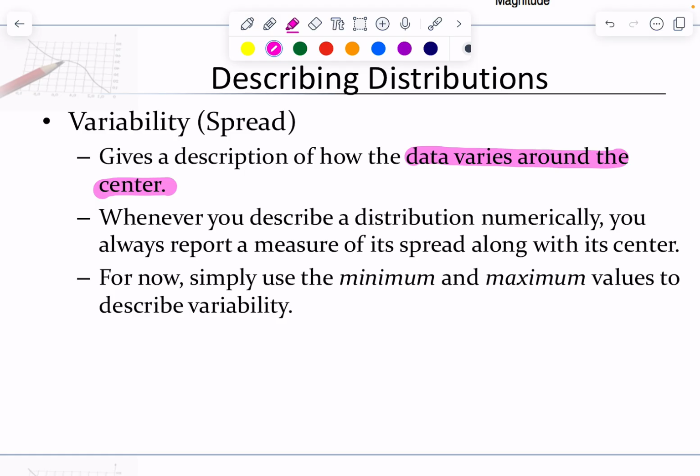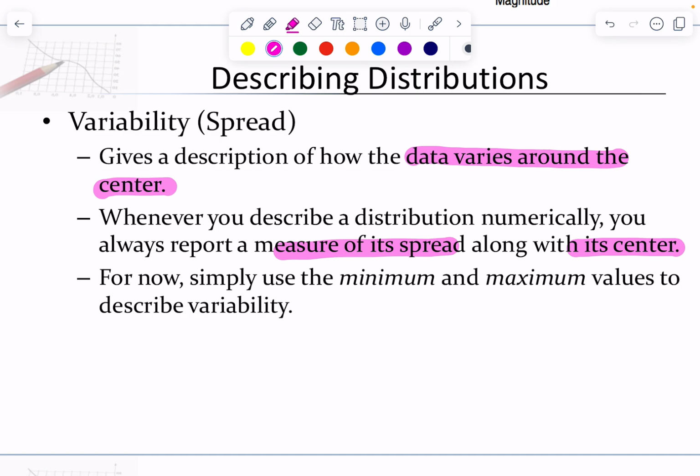Whenever we do describe a distribution numerically, we need to make sure that we have a measure of spread as well as a measure of center always paired together. We won't be able to do that for these first couple of lessons because we're not going to talk about variability until we've talked about the whole idea of shape and then the whole idea of center, and then we're going to add in that variability as that last little piece that we can then put all together.